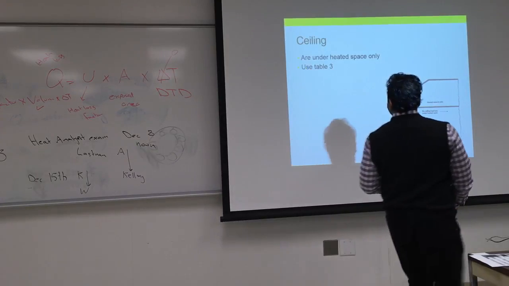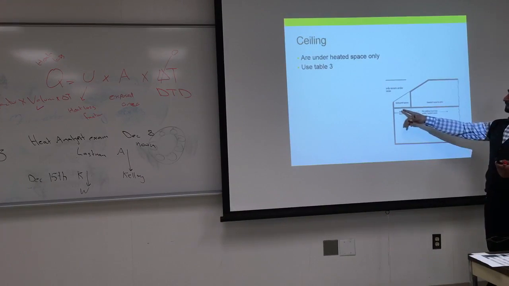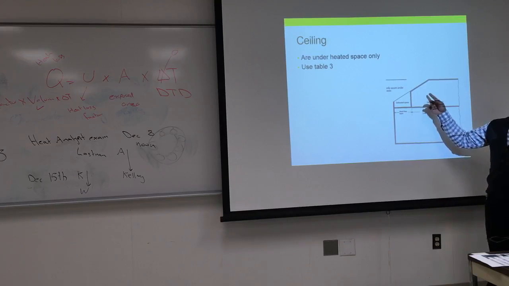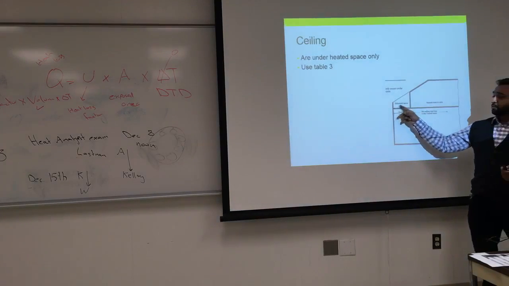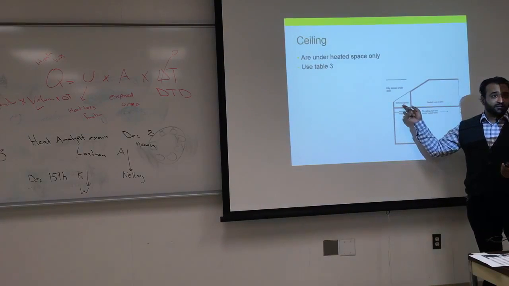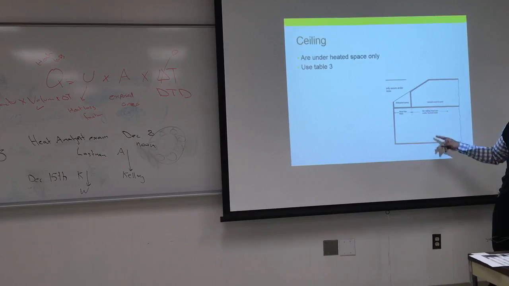Ceilings. A good note here. What if you have a ceiling and the top is different? One of them is heated, one is unheated. So we are only going to take this portion over here, which is unheated. If you consider that, probably you might oversize your boiler.